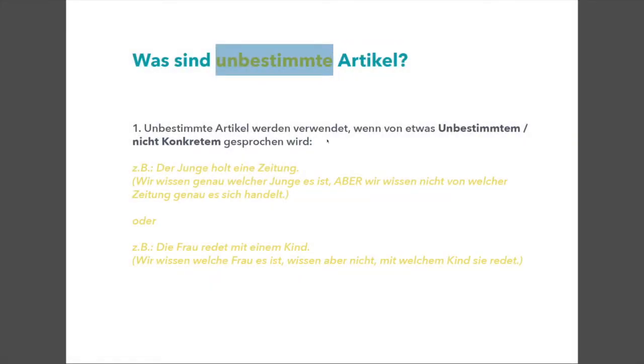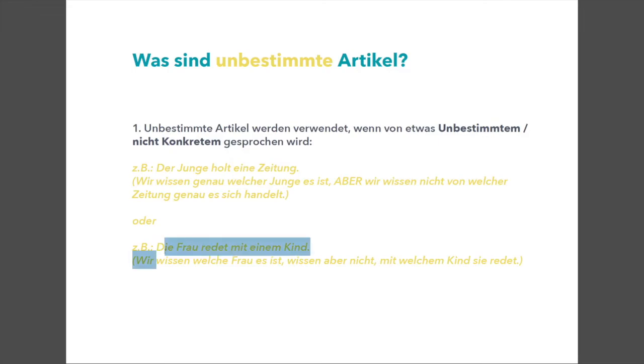Undefined articles, however, give us the impression of talking about something that wasn't defined, nothing concrete, information that we don't know. If we go to the examples, we see that der Junge holt eine Zeitung, the boy is now getting a newspaper. So we know which boy we are talking about, der Junge, the boy. It's somebody that we know. However, he's getting a newspaper and we don't know which newspaper we are talking about here.